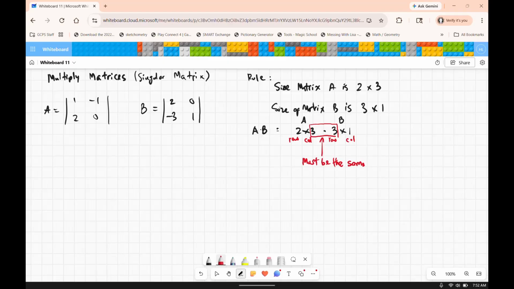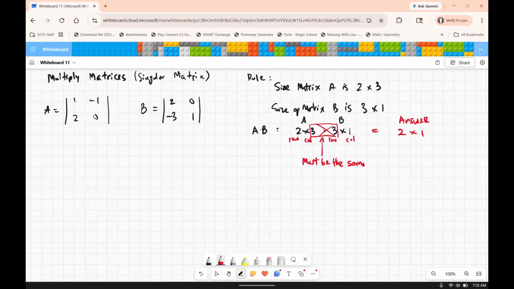That's very important. You cannot just multiply any matrices. If you multiply this, the answer is going to be a 2 by 1 matrix. Basically, you cancel the 3 and 3, you took these two numbers out, and this became the matrix 2 by 1.